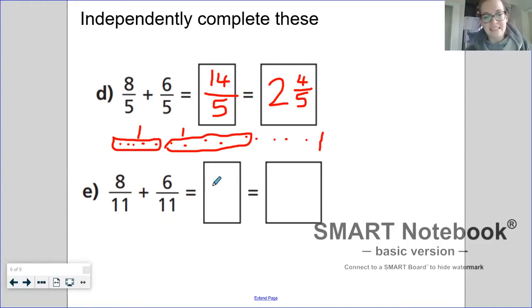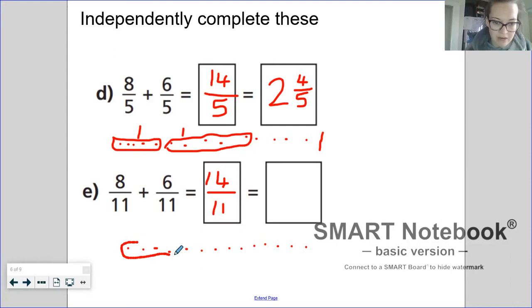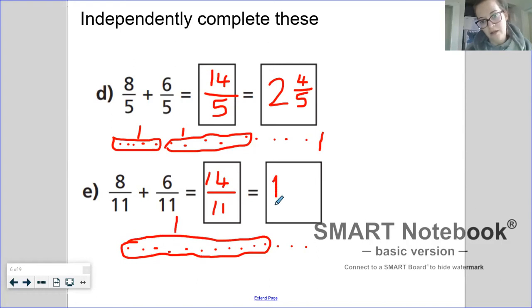So now I've got 8 elevenths, add 6 elevenths. Well, I know my denominator is staying the same. I still have elevenths. 8 add 6 is 14. I know that from before. So again, if I did 14, 1, 2, 3, 4, 5, 6, 7, 8, 9, 10, 11, 12, 13, 14, and I circled 11 of them. That is my one whole. So I know I have one whole, and I have 3 of these things we call elevenths left over.